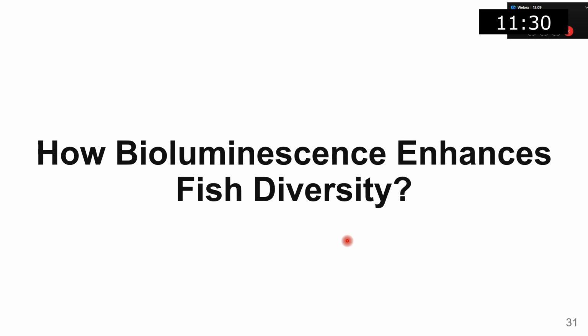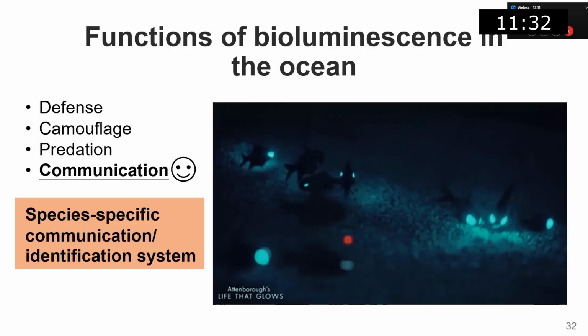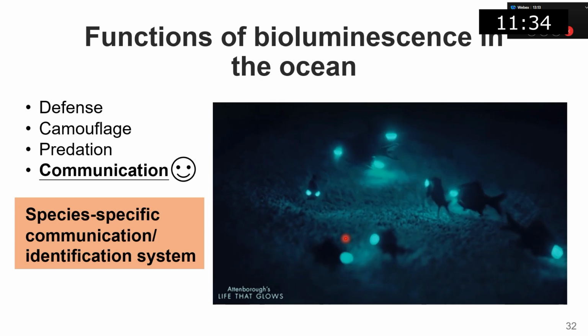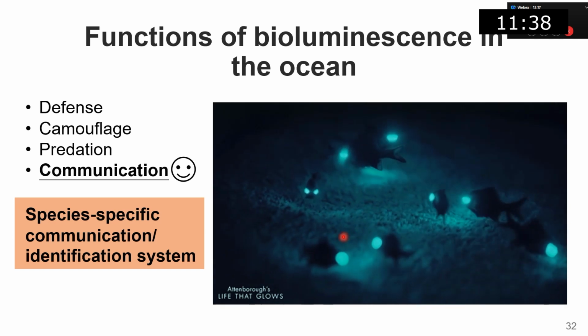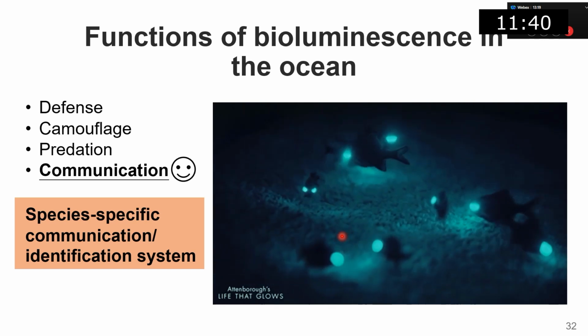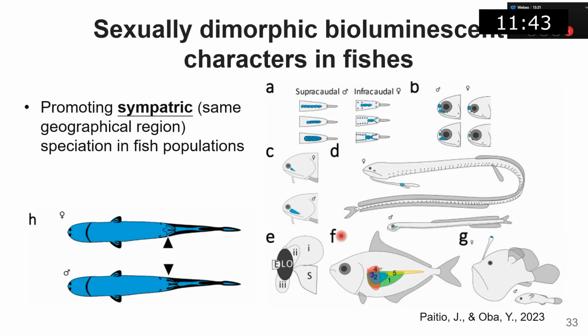And how does bioluminescence enhance fish diversity? One of the important functions is communication for species-specific use. This species-specific use can promote sympatric speciation in fish populations, because different species have different patterns, so they know that their own species has its own pattern, and they can recognize each other.